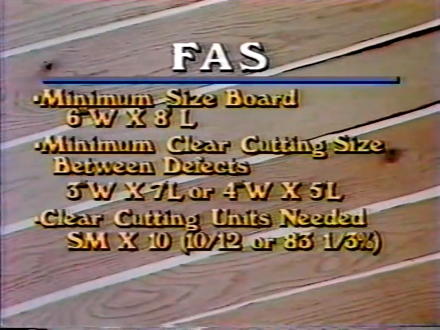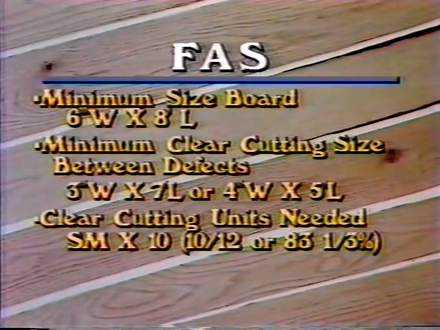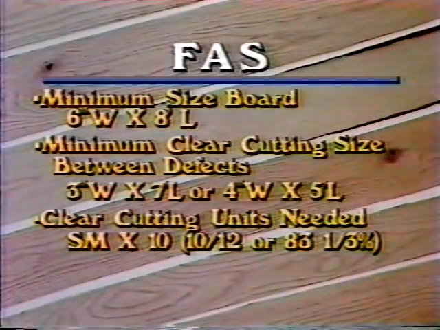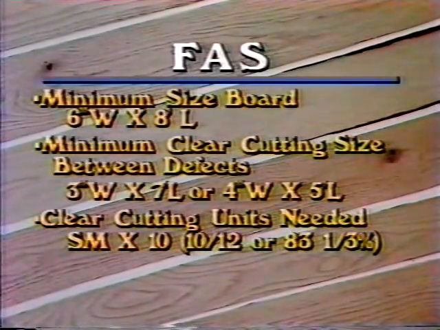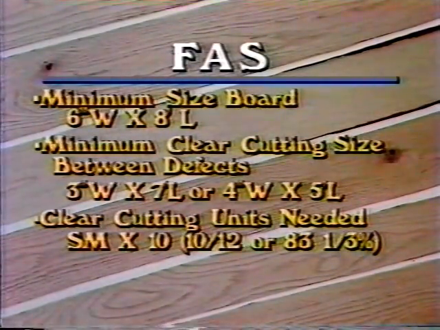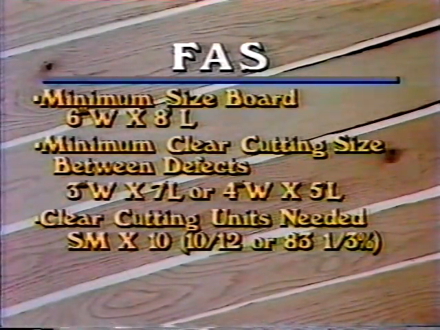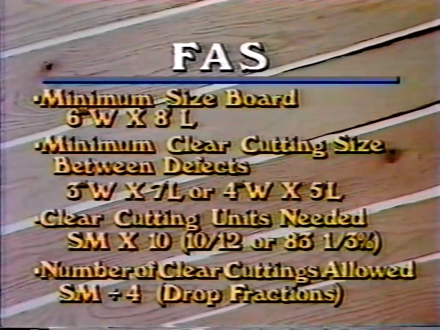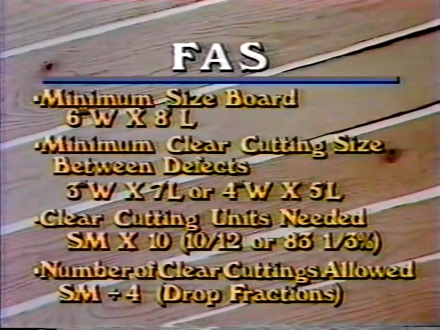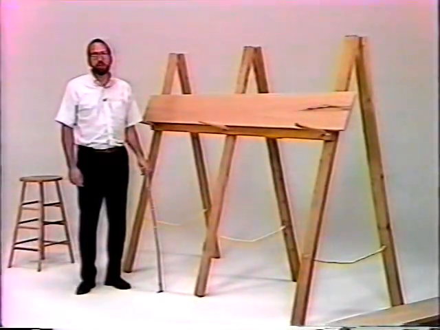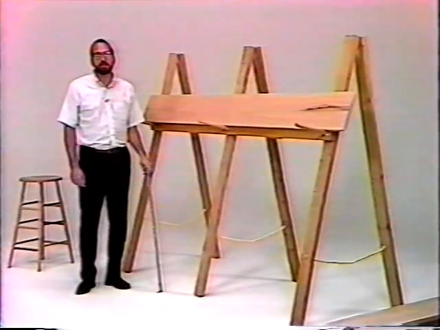The minimum clear cutting area to make the grade of FAS is 10/12 or 83 1/3%. In cutting units, this is calculated by multiplying the surface measure times 10. The grade of FAS also limits the number of cuttings you can use. The number of cuttings allowed is determined by dividing the surface measure by 4 and dropping any fractions. Now let's grade 2 sample boards while applying these requirements.